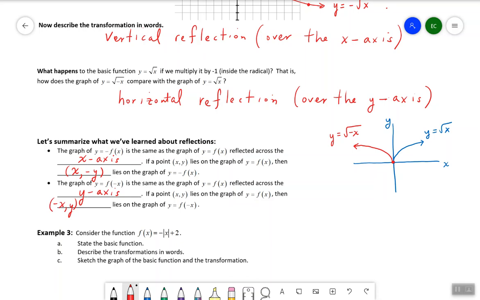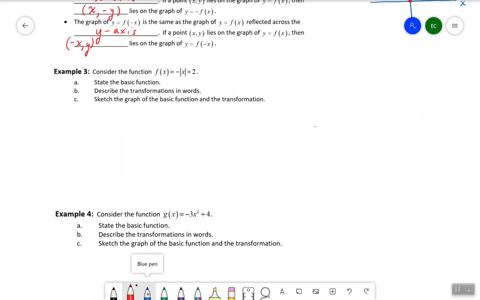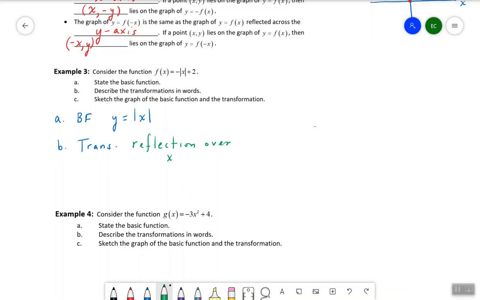Let's go on and look at example number 3. Let's try to put all this together. In example 3, we have negative absolute value of x plus 2. And so the basic function is the absolute value function. And there are two transformations. We need to multiply by -1 outside the basic function. So that would be a vertical reflection, or a reflection over the x-axis.